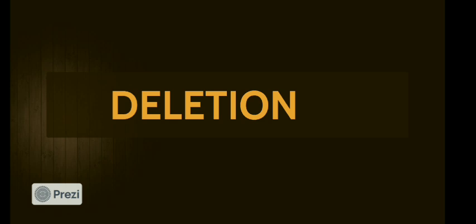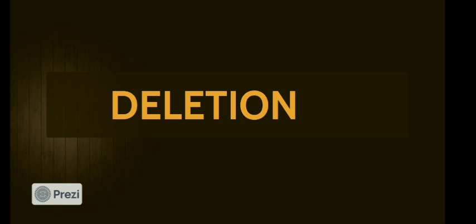So, what is a graph ADT? A graph is a collection of vertices, or nodes, which are connected by edges. The graph ADT provides a way to abstract these relationships so we can work with them programmatically.